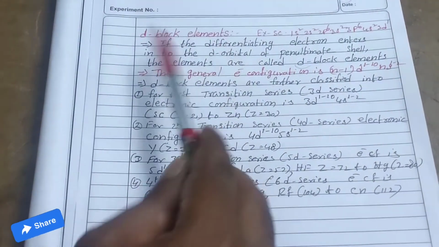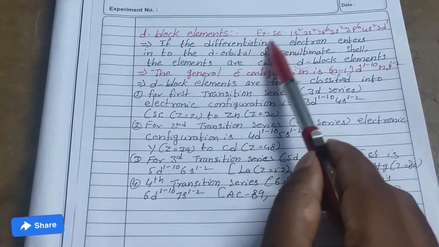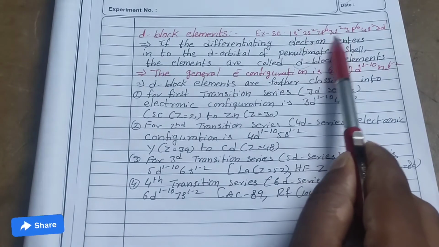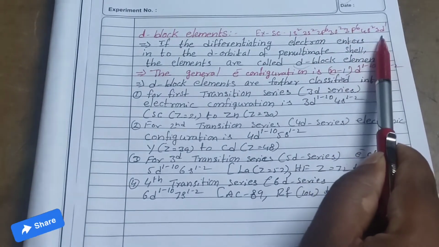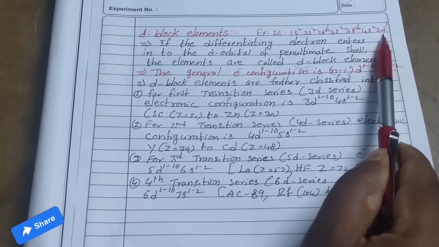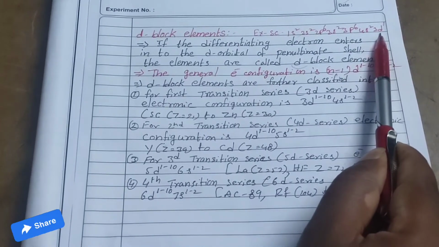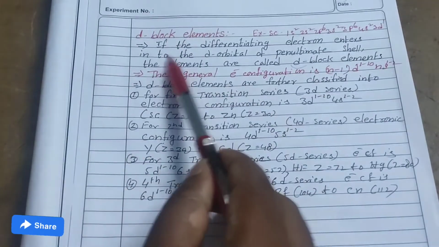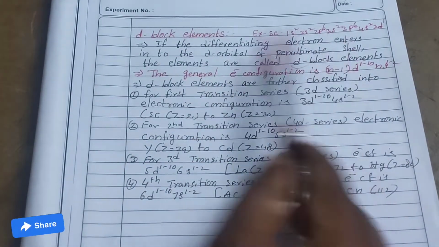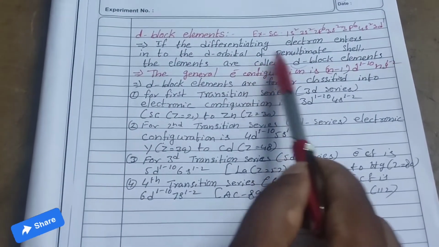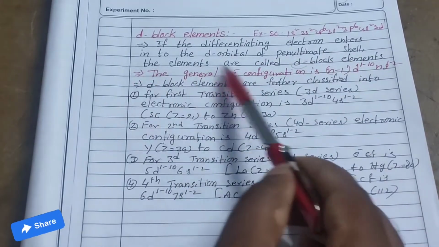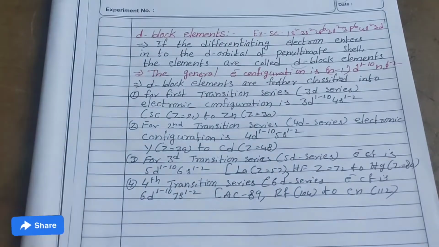D block elements. You can see the electronic configuration of scandium: 1s2, 2s2, 2p6, 3s2, 3p6, 4s2 and 3d1. The last electron enters into the d subshell. So those elements are called the d block elements. If the differentiating electron enters into the d subshell of the penultimate shell, the penultimate shell being the one next to the valence shell, the elements are called d block elements.